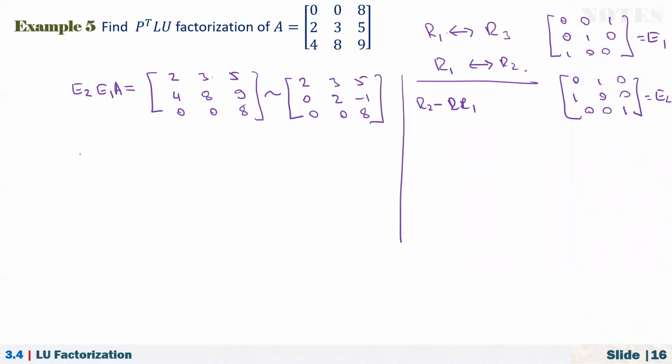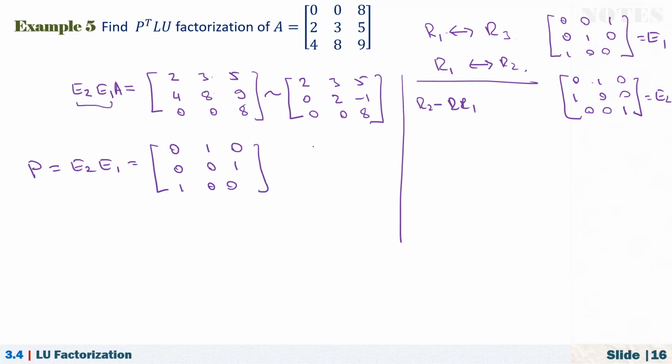So if I label E2 E1 by P, what is P? P is equal to E2 E1. E1 is 0, 0, 1, 0, 1, 0, 1, 0, 0. What is the function of E2? It is just changing the first row with the second row. So if we interchange E1's first and second rows, what we have here is 0, 1, 0, and 0, 0, 1, and here we have 1, 0, 0.